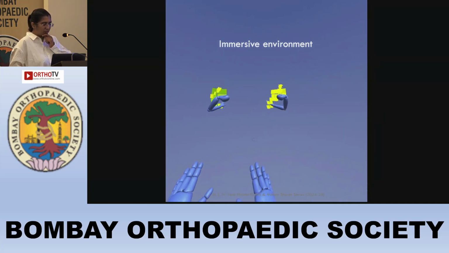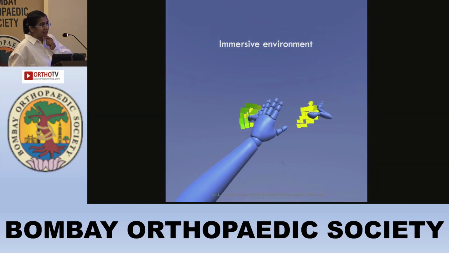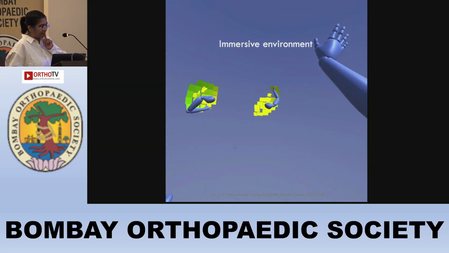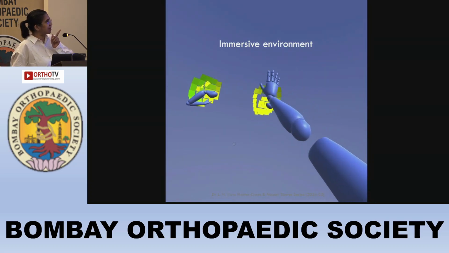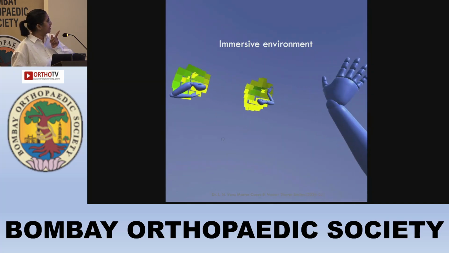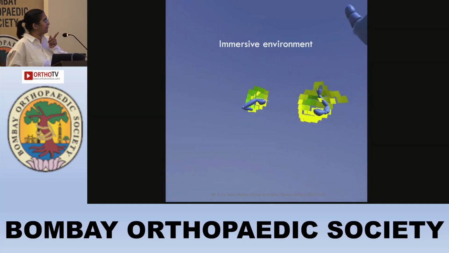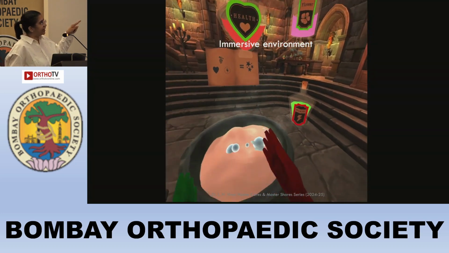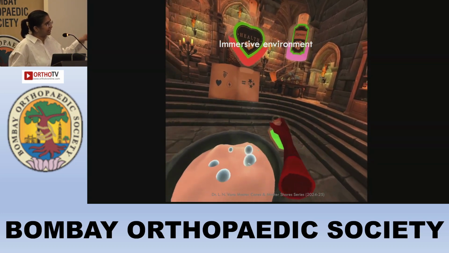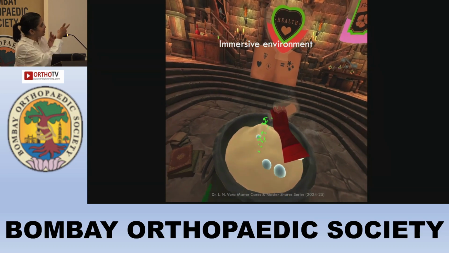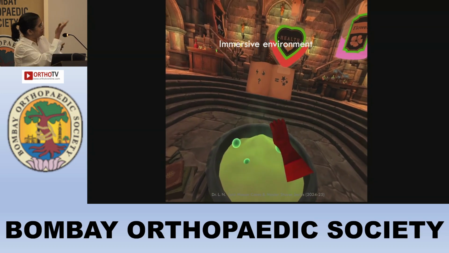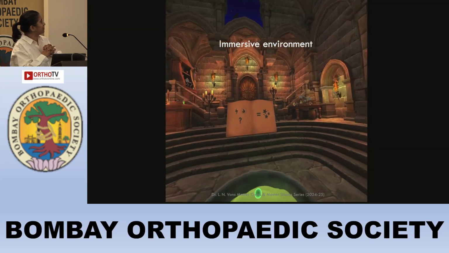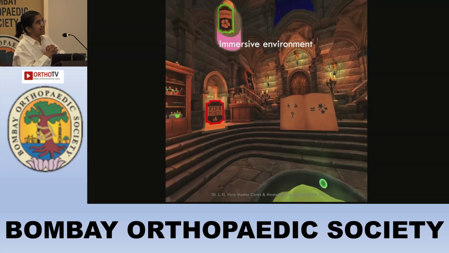So if you see, the right hand has a better range of motion and the left doesn't. And as they are in this virtual environment, they don't feel pain as much. Their focus is more on trying to win the game. And here we've asked them to, it's a magical potion, and they have to get as many points as possible.